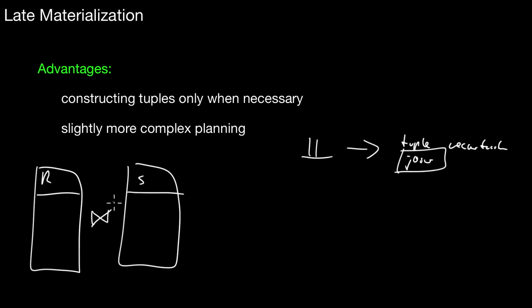What are the options? You can decide whether you put R on the left side or S on the left side. You can decide which physical join algorithm to use. Those are the options if you're talking about a row layout.